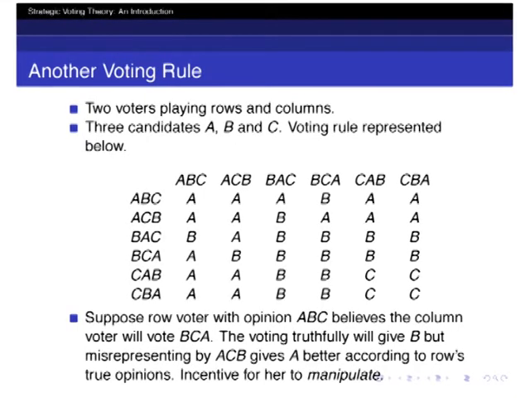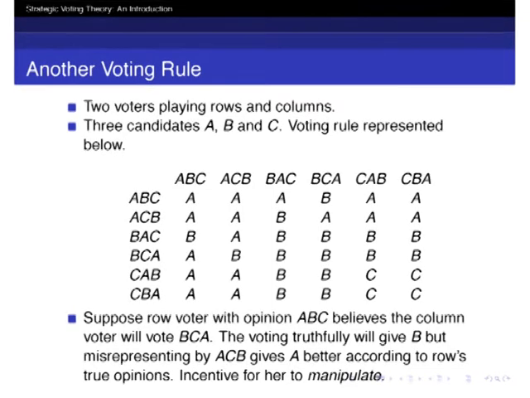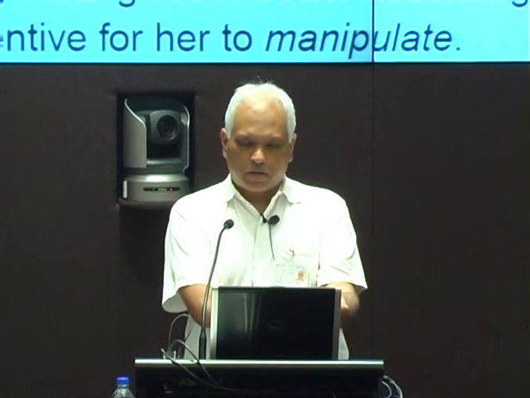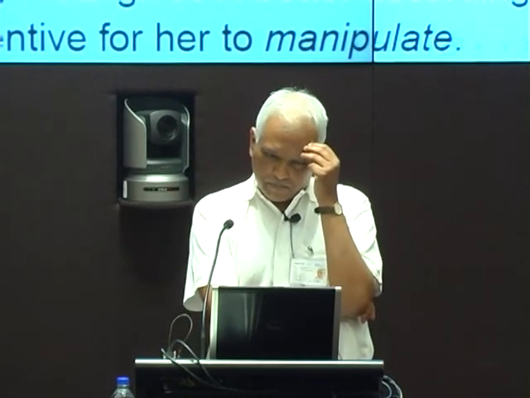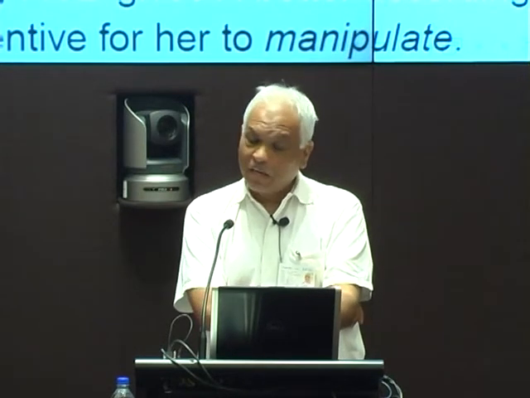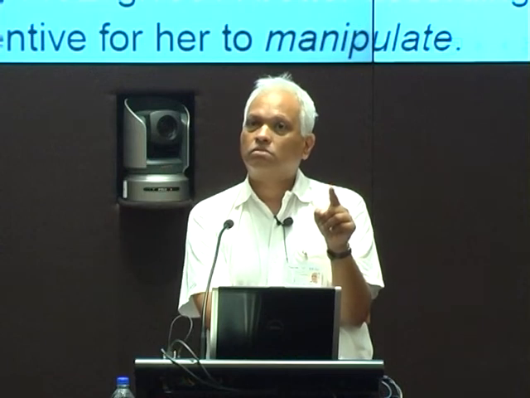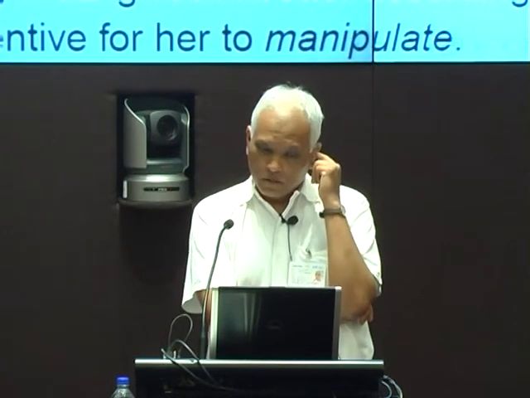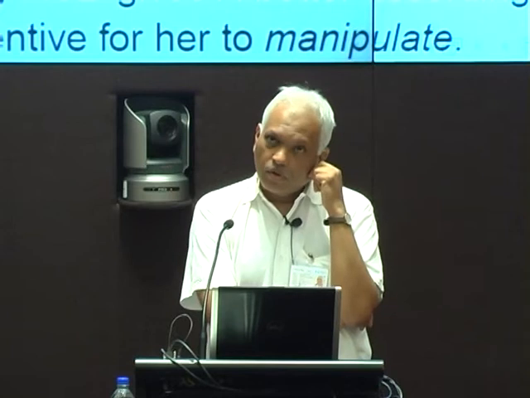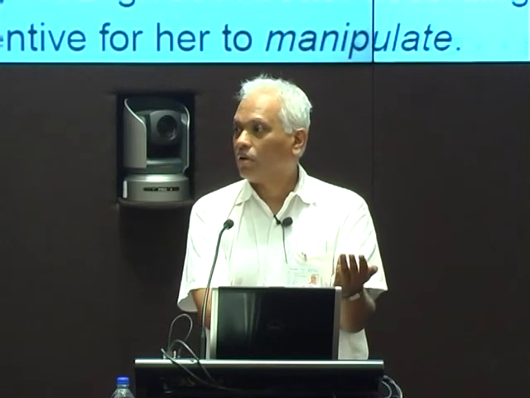Now suppose that the row voter with opinion ABC believes the column voter will vote BCA. Then voting truthfully will give the outcome B, but by misrepresenting and voting ACB, she will get A. Notice that A is better than B according to her true opinion. So what does this mean? It means that voter A has an incentive to manipulate, to misrepresent in this voting rule.